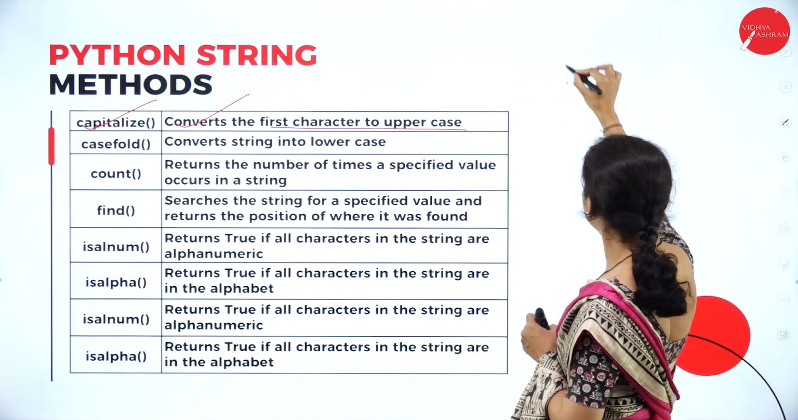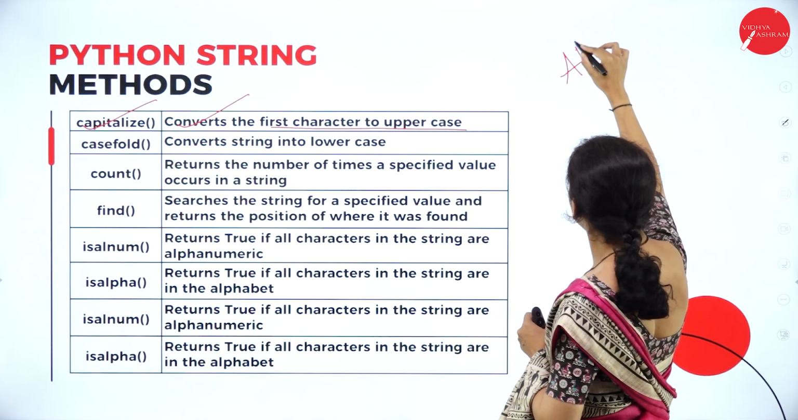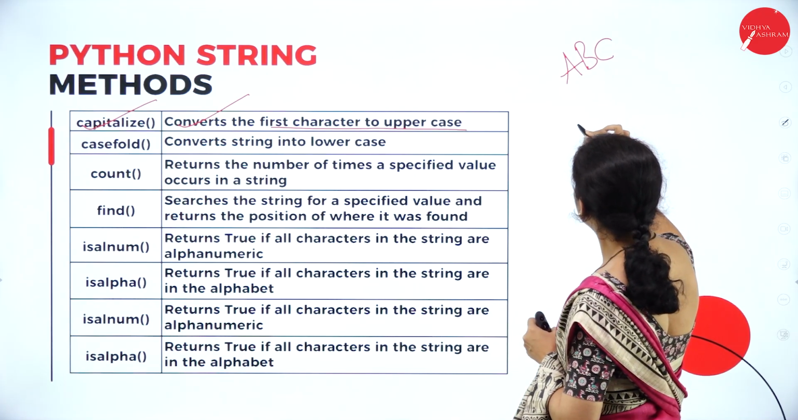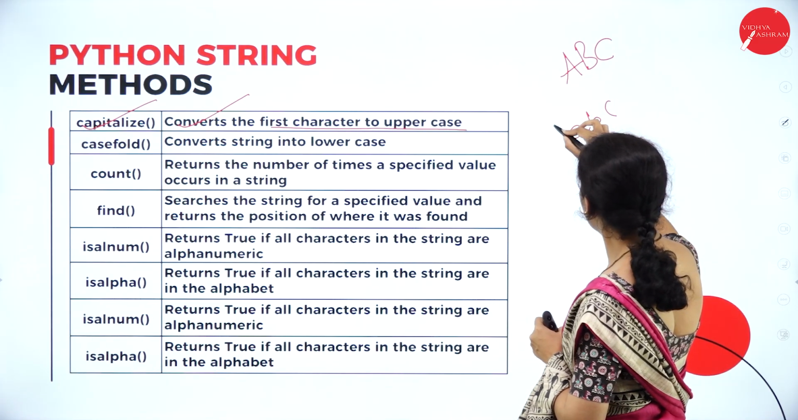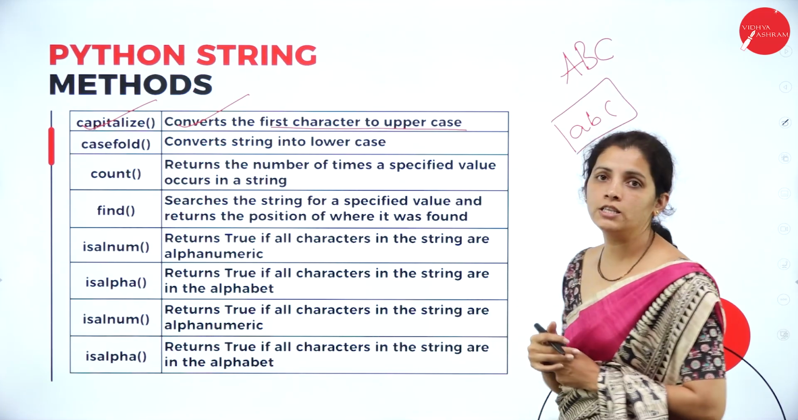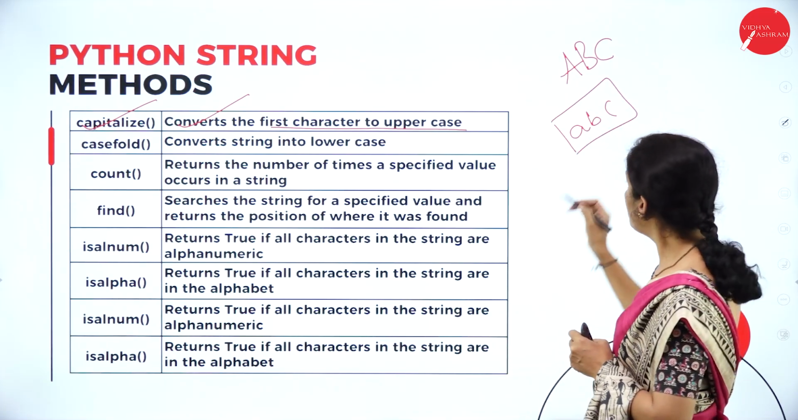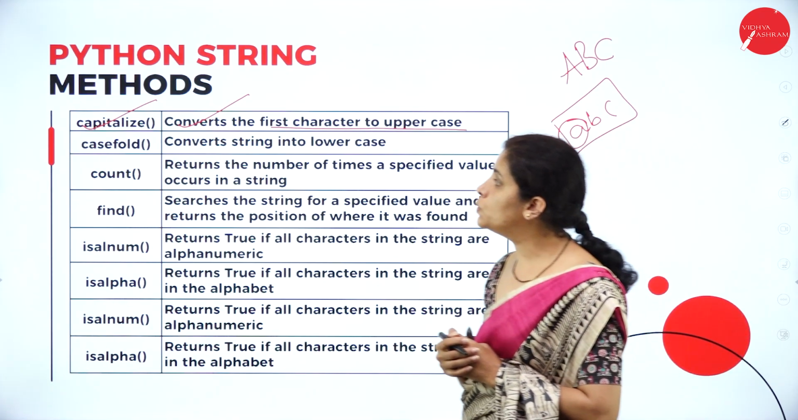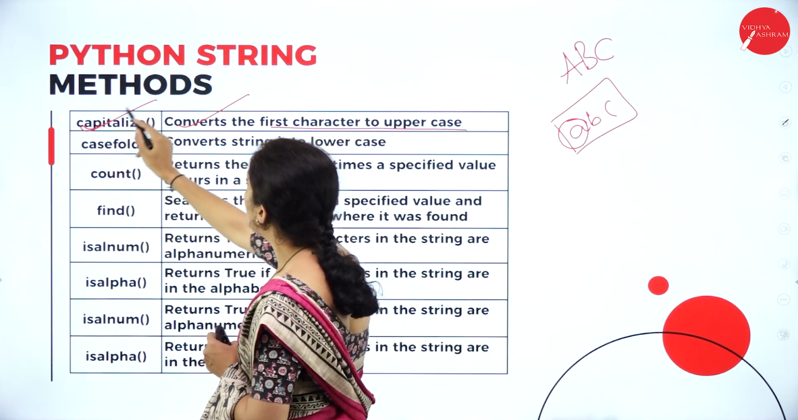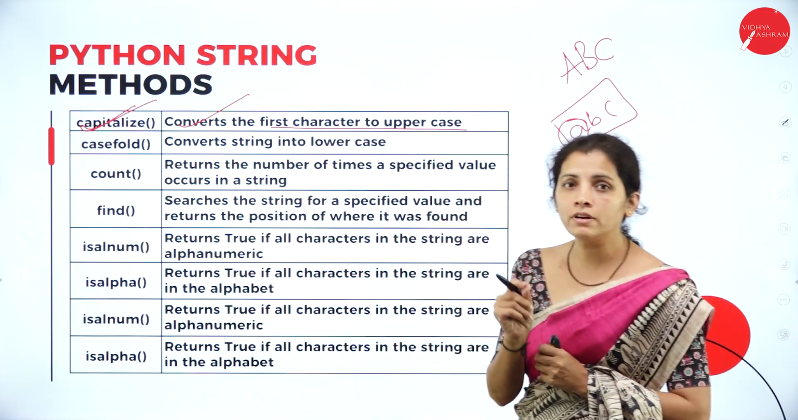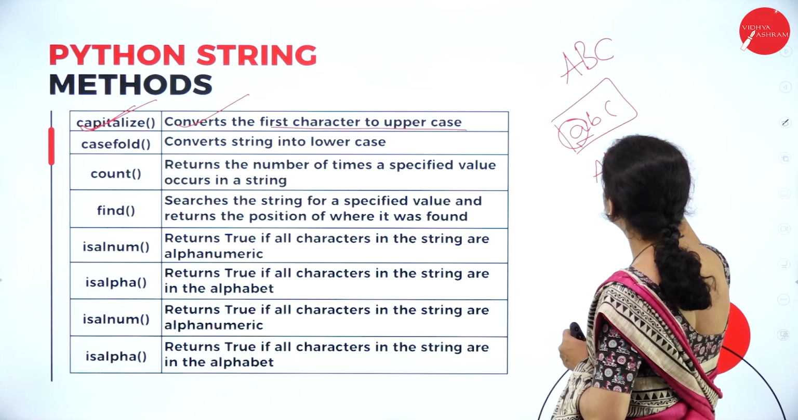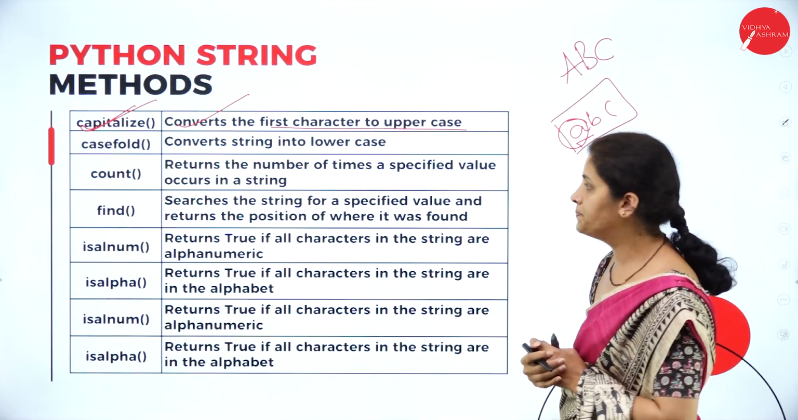For example, think that I have a, b, c. Okay, fine. Now I'll take a, b, c. Think that I'm going to have small letters, only small letters. Okay, fine. Now I want to convert this a to uppercase. So what I will do, I'll use capitalize. So I'm going to convert the first character to uppercase, and the output is A, b, and c.